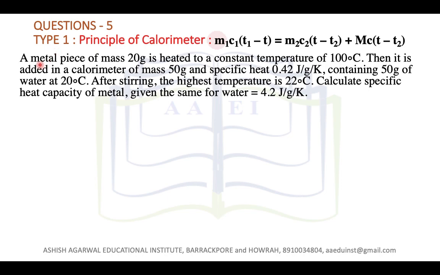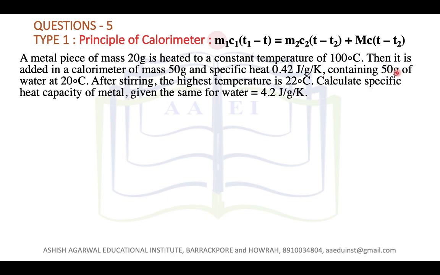The question talks about a metal piece of mass 20 gram heated to a constant temperature of 100 degrees Celsius. Then it is added in a calorimeter of mass 50 gram. Since they have mentioned the calorimeter mass, it clearly implies that we need to consider the calorimeter. The calorimeter has specific heat 0.42 joule per gram per Kelvin. This is the small c value for the calorimeter.